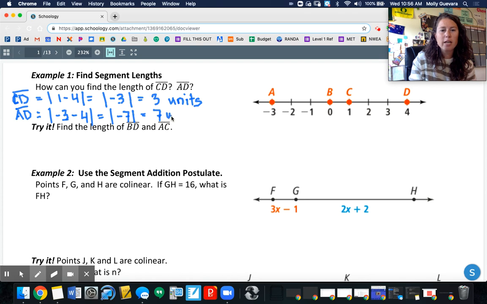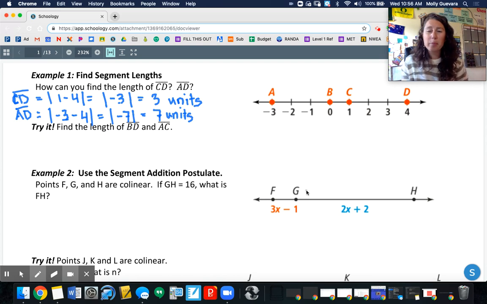I am fully confident that you are able to look at a number line and make those conclusions without having to do this. However, if you start to get into bigger numbers, it could be more difficult, or if you aren't given the number line and you're just given the coordinates, it might be more difficult. So just keep this in mind when you're solving this.